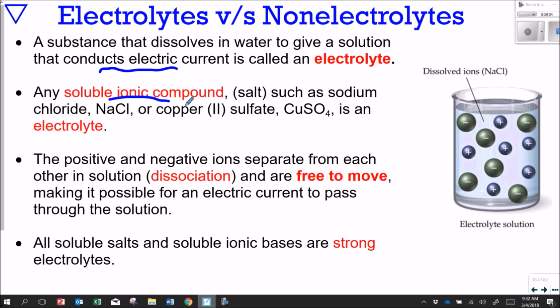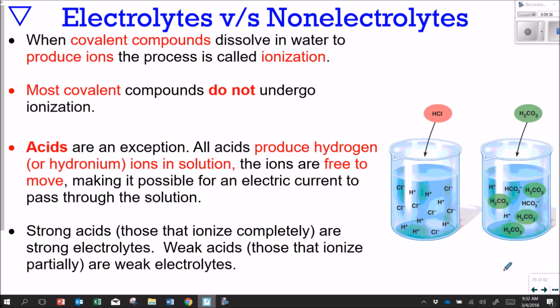What happens is the positive and negative ions separate from each other in the solution, as we can see in this beaker. They are free to move, which is important, and that makes it possible for an electric current to pass through the solution. All soluble salts and soluble ionic bases will be strong electrolytes because all the ions dissociate and go into the solution. When covalent compounds dissolve in water to produce ions, this process is called ionization.